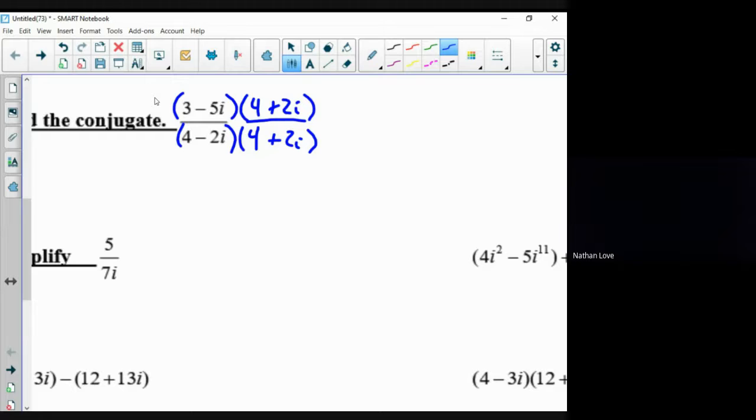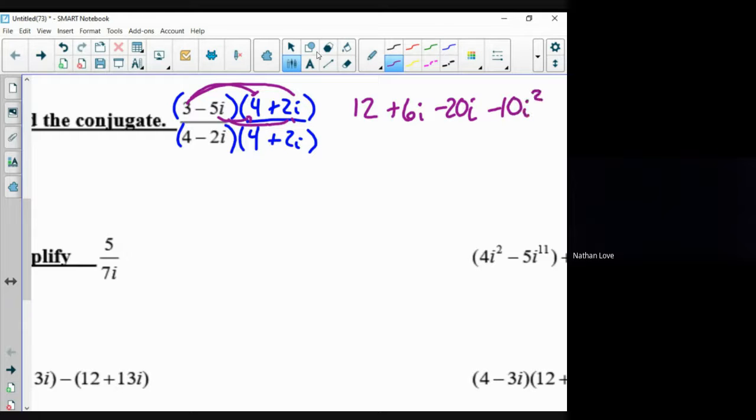I don't know if you got it right. But I know that 4 times 3 is what? 12. And then 4 times 2i, that's a plus 8i. And then I got a negative 5i times 4, which is minus 20i.